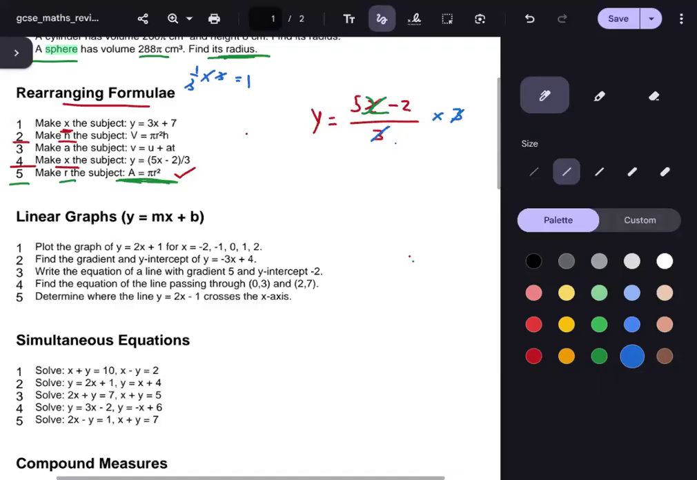Remember, whatever you do on the right, you have to do on the left, because we have an equal to sign in the middle. So here as well, we're going to multiply by 3, and we will be left with 3y is equal to 5x minus 2. Remember, we're still trying to make x the subject, okay? So what do you think we do now?